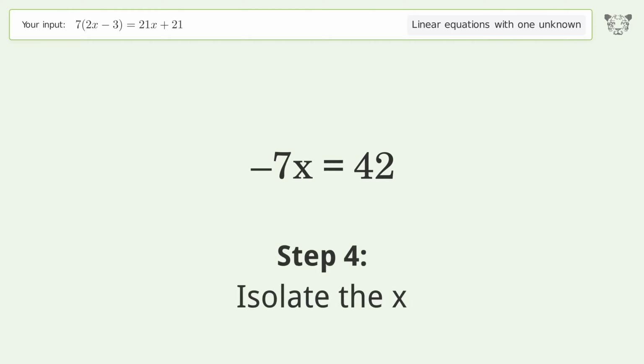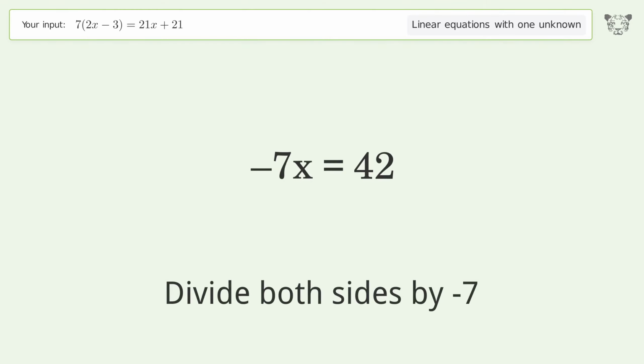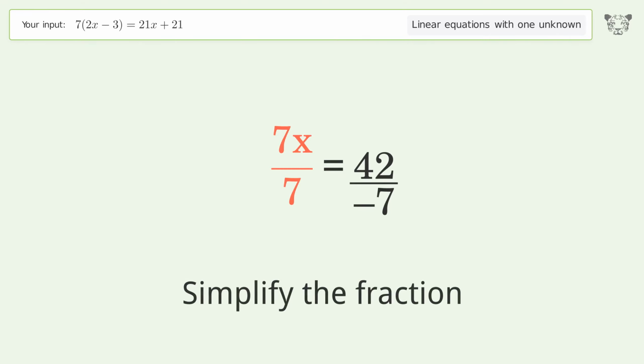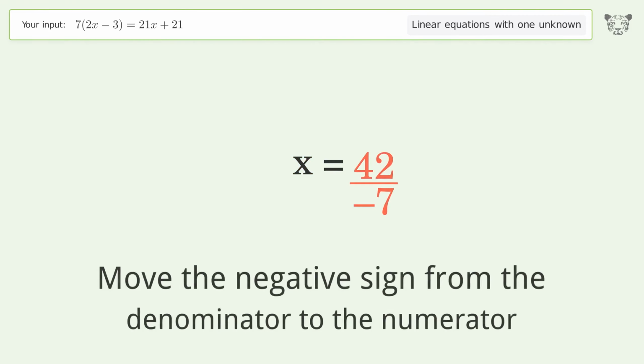Isolate the x. Divide both sides by -7. Cancel out the negatives. Simplify the fraction. Move the negative sign from the denominator to the numerator.